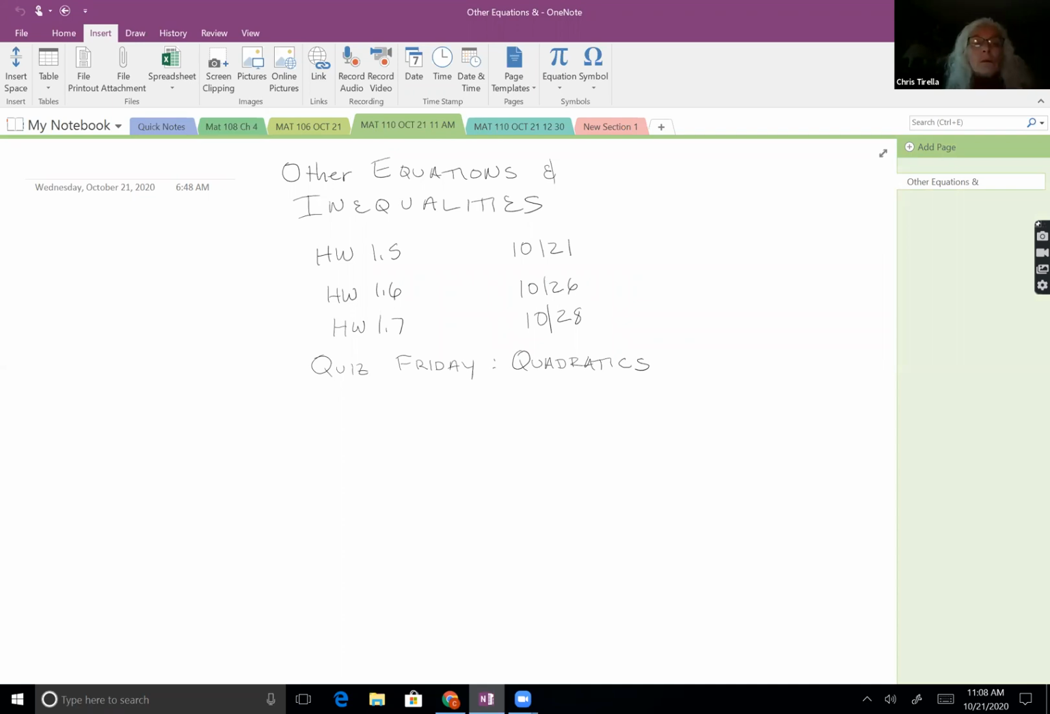Today we're going to start looking at other types of equations and possibly inequalities. Homework 1.5, which is the homework on solving quadratics, is due today. Homework 1.6 won't be due until Monday. There are several other types of equations that we have to look at. And then the next homework, 1.7, is also more than one day's worth of notes, so that's a little bit later. That'll be the end of this unit, and we'll be talking about a unit test soon after that.